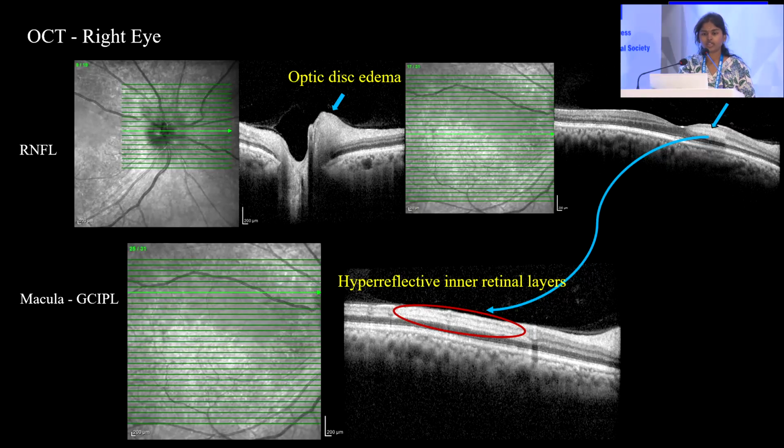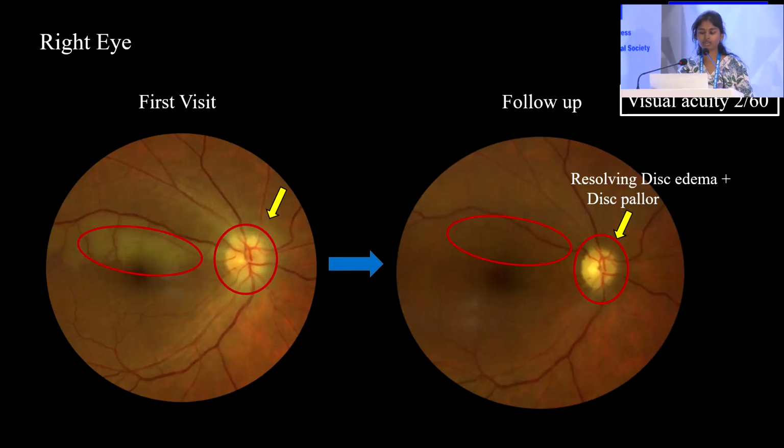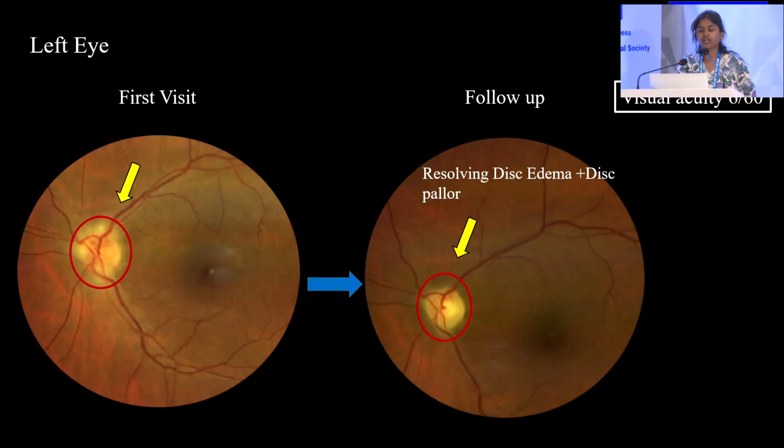Optical coherence tomography of the right eye showed optic disc edema with hyperreflective inner retinal layers in the macula, and the left eye showed optic disc edema with normal macula. On subsequent follow-up visits, his visual acuity was gradually improving, and the right eye showed 2 by 60 with resolving disc edema with pallor, and the left eye showed visual acuity of 6 by 60 with resolving disc edema and pallor.